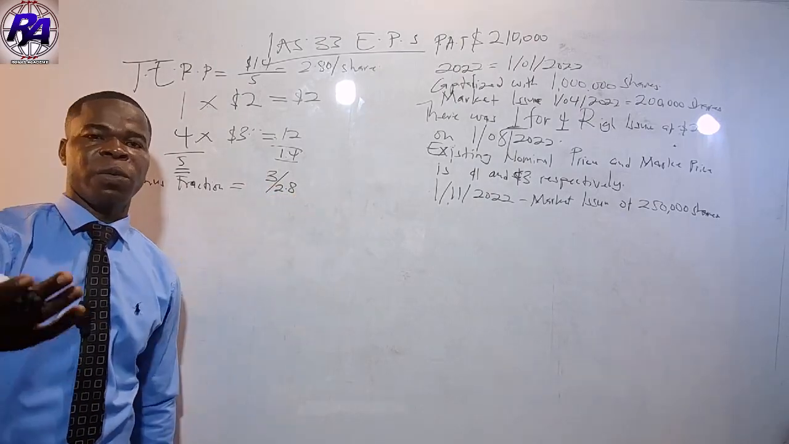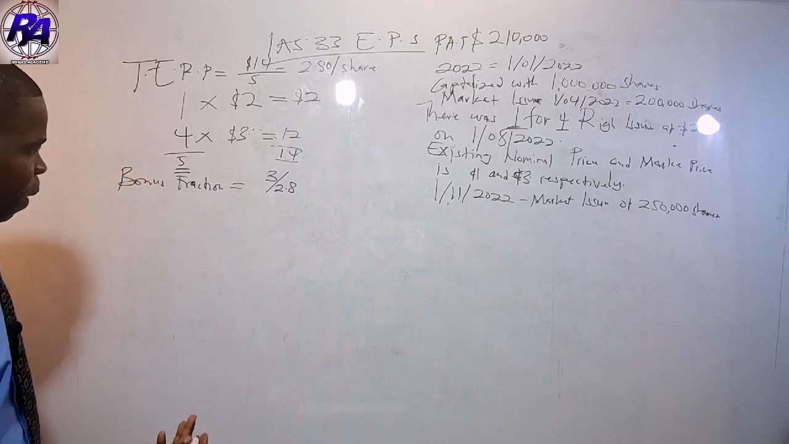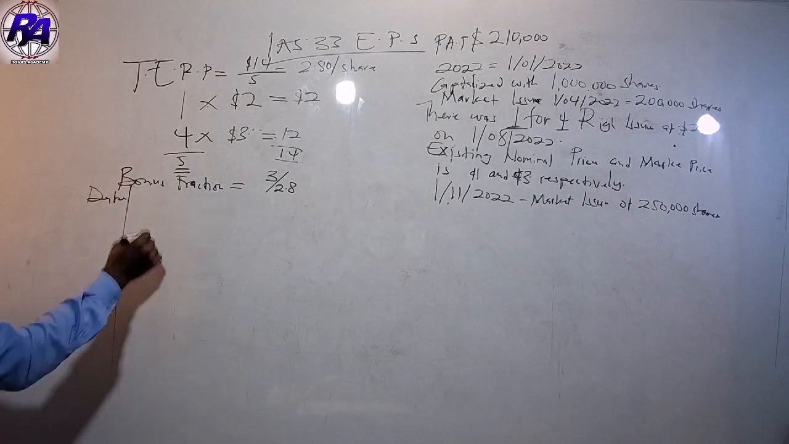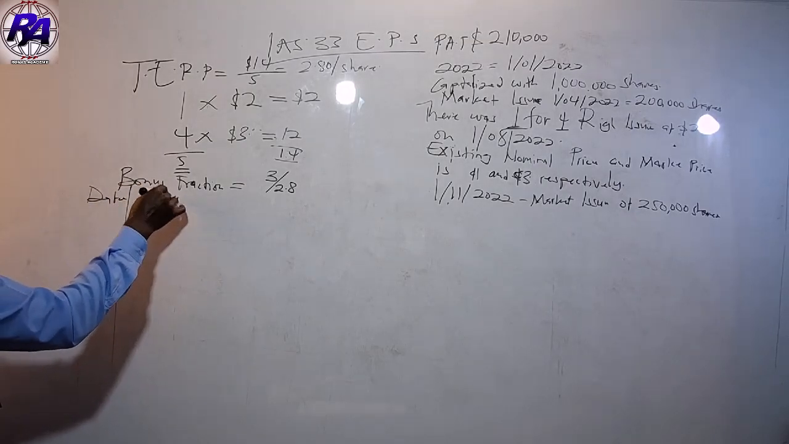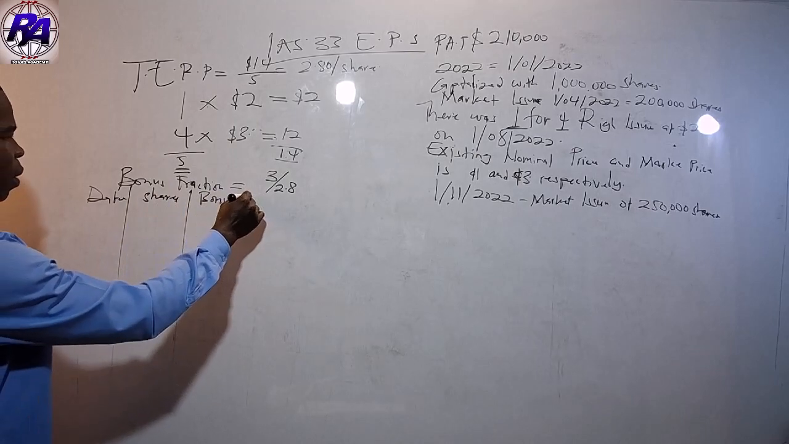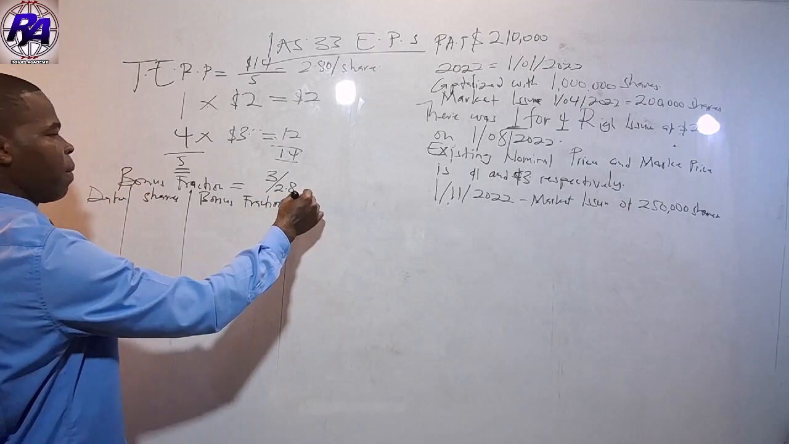Now we can proceed to look for our weighted average number of shares using the table. So let's go. We have date, then we have shares, then our bonus fraction. We have our time fraction.